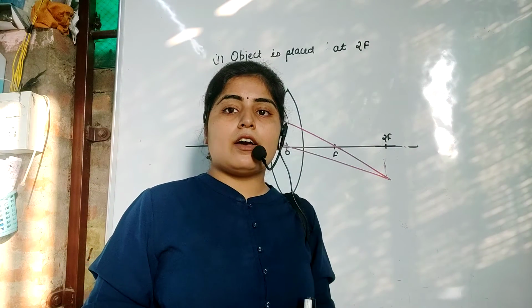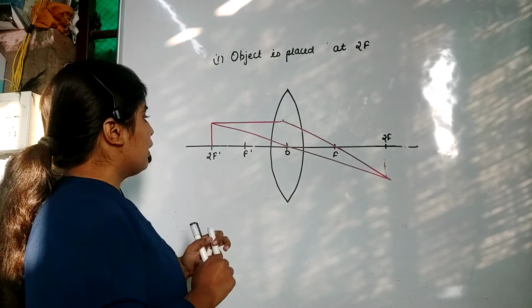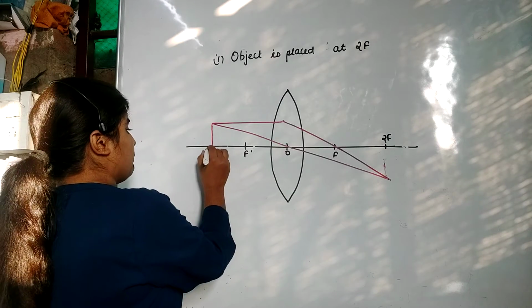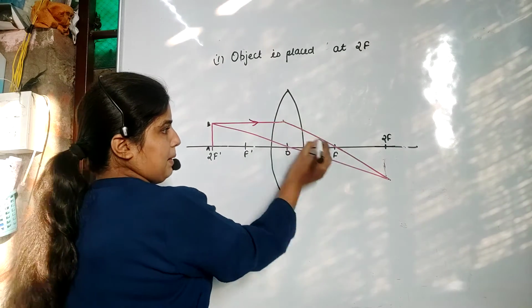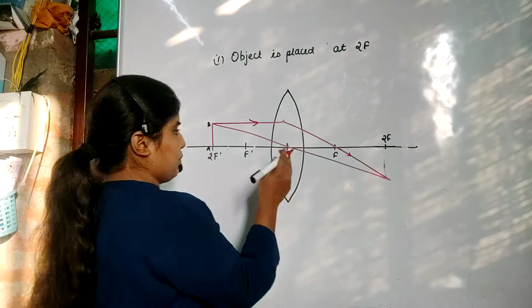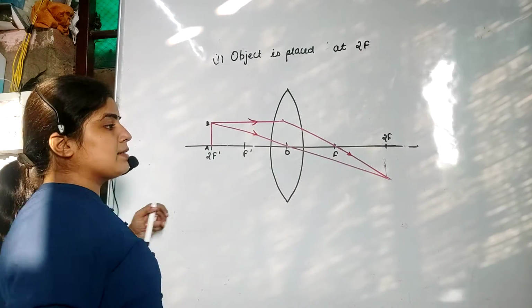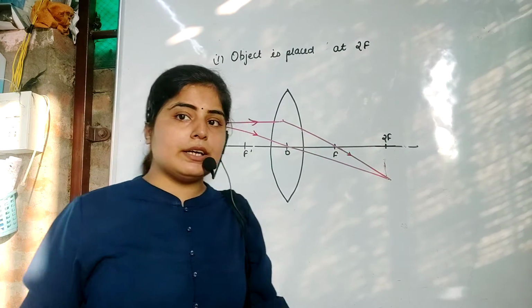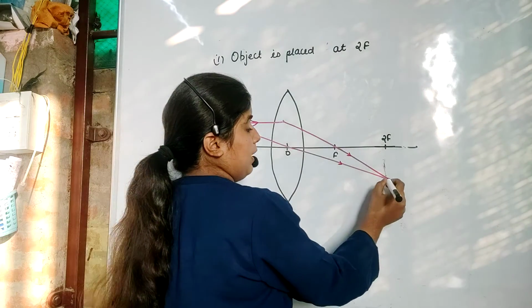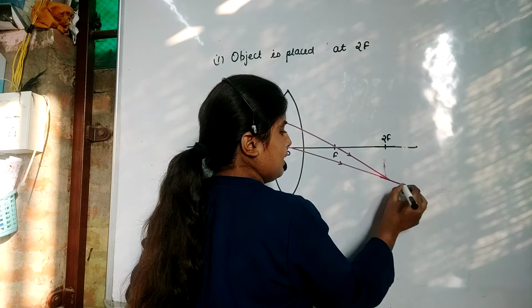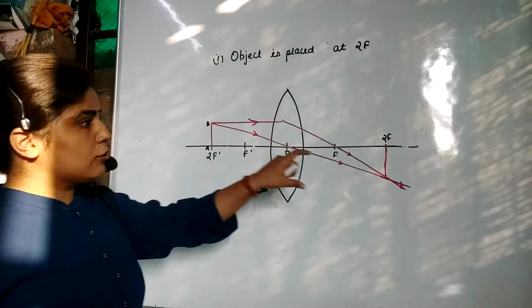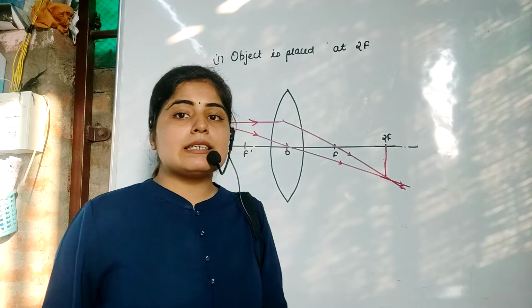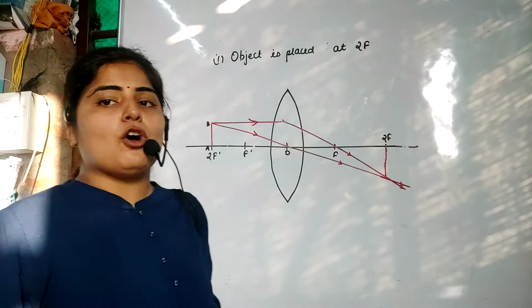In the next case, we have placed the object at 2F dash. Suppose that this one is an object, we have applied two rules. That is, a ray of light which is parallel to the principal axis passes through the focus after the refraction through the convex lens. And the ray which is passing through the optical center will be undeviated and it will go along the straight line. And here we are seeing that these two refracted rays will meet each other at this point. And that is also at 2F. And we are also seeing that the image which is formed is of the same size as the object.